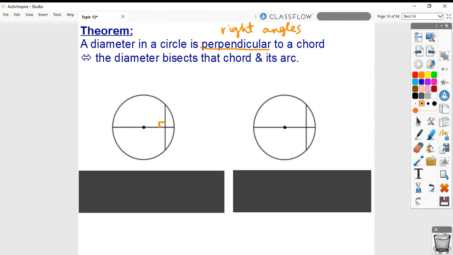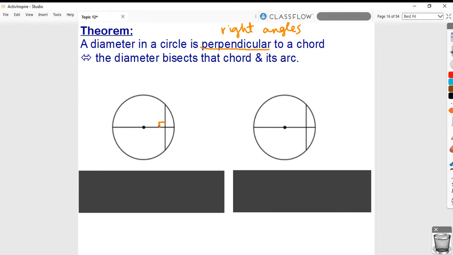So that means if you have a right angle right here between your diameter and your chord, this chord is getting split into equal size chunks. And the arc over here is also getting split into equal size chunks. Okay, that's what's going on with this theorem. It says if your chord is getting split in half, then it's perpendicular, and if it's perpendicular, then the chord and arc are getting split in half. Okay, that's layman's terms, and you'll see what some of the practice problems look like when you get to them.